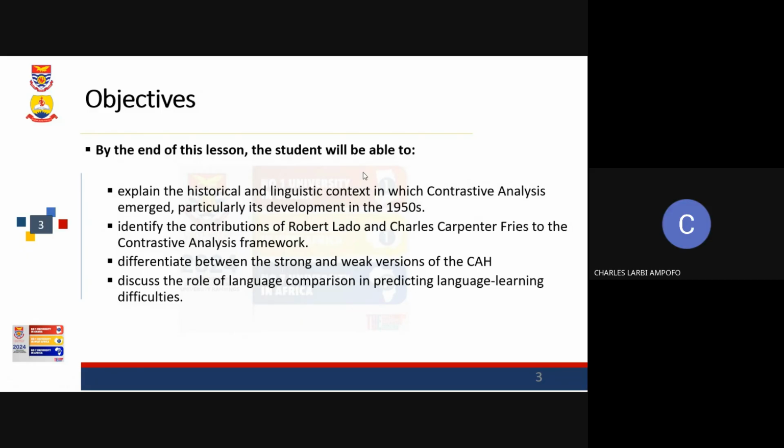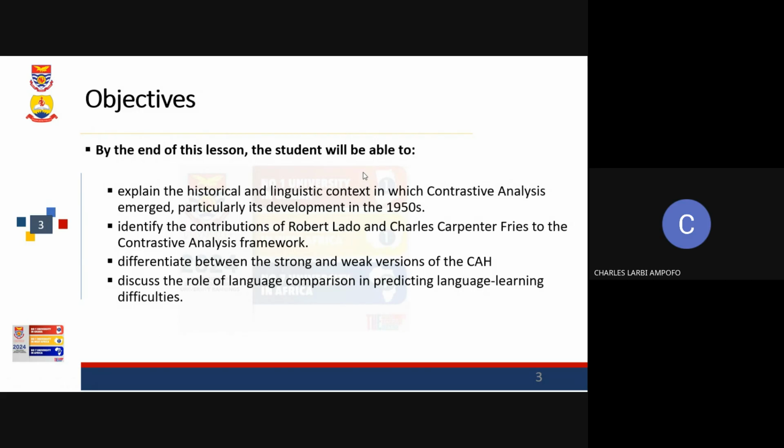So our objectives, we have 4 objectives for today's lesson. It says that by the end of the lesson, the student will be able to, one, explain the historical and linguistic context in which contrastive analysis emerged, particularly its development in the 1950s.